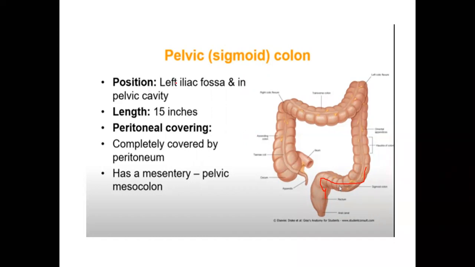It is lying in the left iliac fossa and also in the pelvic cavity. It is measuring 15 inches. The sigmoid colon has its own peritoneum, that is, it is completely covered by peritoneum, and it also has its own mesentery, like the transverse mesocolon. That is also called the pelvic mesocolon or sigmoidomesocolon. Anything you can call it.